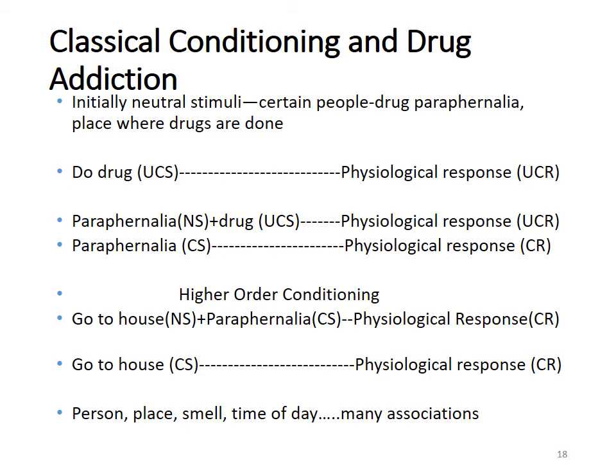This higher order conditioning can work in a lot of other ways. Pairings can be made and associations can be made between certain people, places, smells, times of day. Many other associations can be classically conditioned. So this is just one example of how classical conditioning can impact the use of drugs.